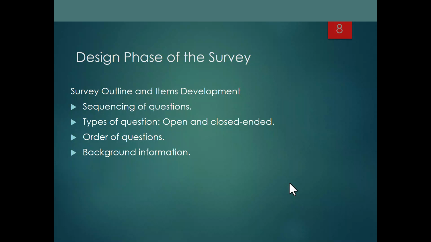So when designing your survey, you will determine if you're using open-ended questions, closed-ended questions, or a mixture of both. With your group survey design, most of your questions should be closed-ended. I think you should only have 2 questions that are closed-ended. So you also need to consider the order of your questions.